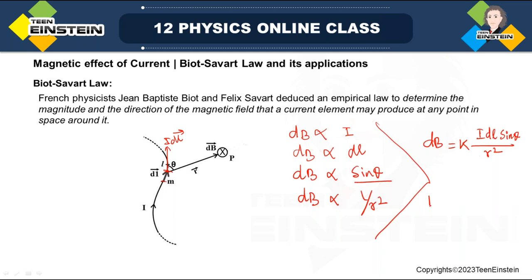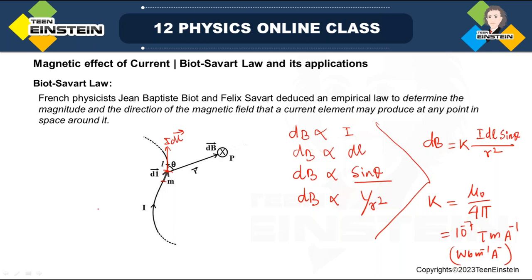Now what is this K? This K depends on the medium between this point of observation P and the element. So if this is happening in free space, then this K has the value mu 0 by 4 pi, which is 10 to the power minus 7 Tesla meter per ampere in SI unit, or Weber per meter per ampere. Okay, in SI unit, in free space, this proportionality constant K has a value mu 0 by 4 pi, and mu 0 by 4 pi is 10 to the power minus 7 Tesla meter per ampere, or Weber per meter per ampere.